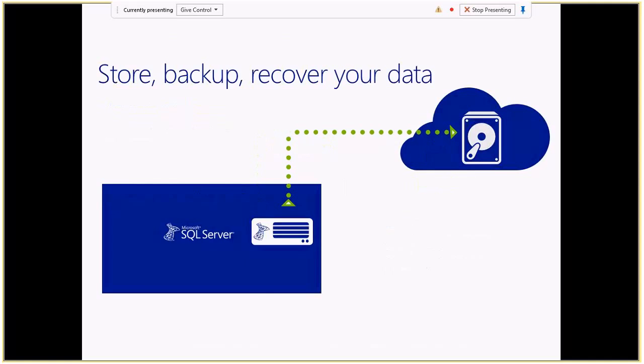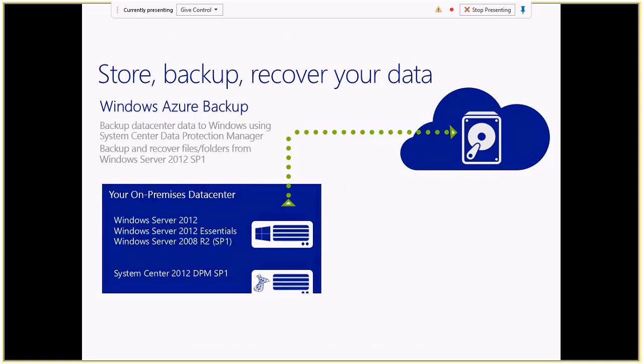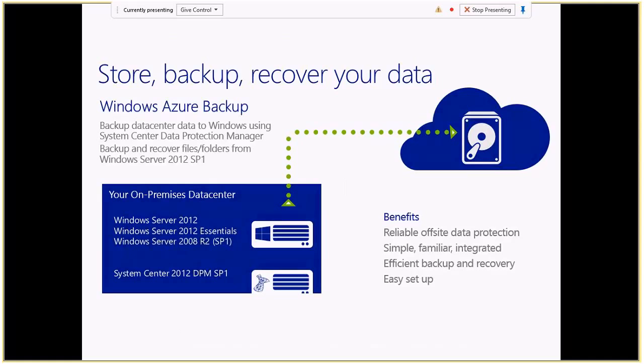The other way of looking at it is, again, taking a look at regular Windows Server or even System Center with DPM. So you can look at Windows Azure Backup. Taking the online agent that's just downloaded with Windows Server, instead of backing up to a local disk, you actually communicate with Azure Storage and send the backup up into Blob Storage. System Center 2012 DPM, which is Data Protection Manager, SP1, also has direct hooks into Azure.